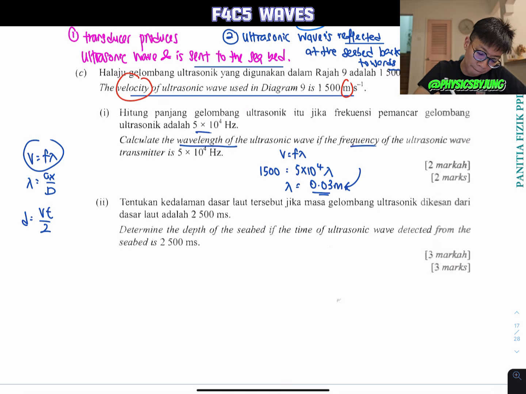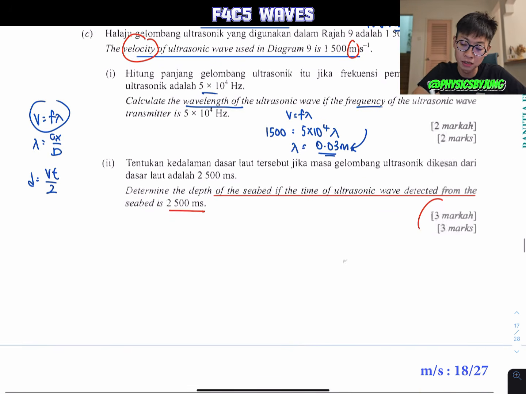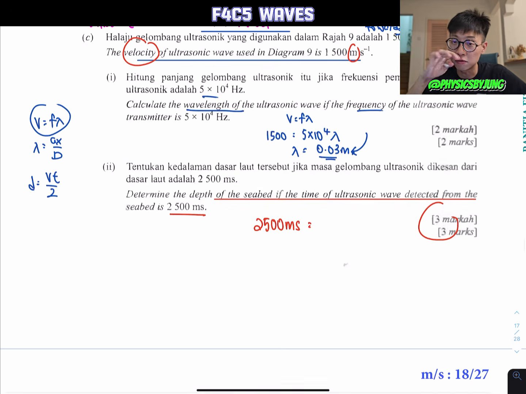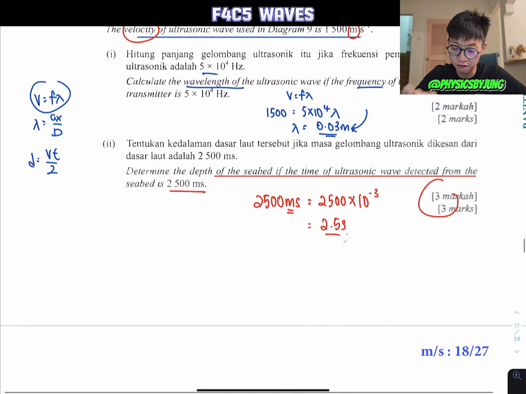Next, find the depth of the seabed if it's 2500 ms. So what's this ms? Obviously it's millisecond. 3 marks. So for 3 marks question, I will try to write out more detail for my steps so that I can get marks along the way. First step, tukar the 2500 ms. I want to change this to something that easy to accept. So 2500 ms is milli, right guys? Milli is times 10 to the power of -3. If it's times 10 to the power of -3, so this is going to be equivalent to 2.5 seconds. Okay, so I change this thing first.